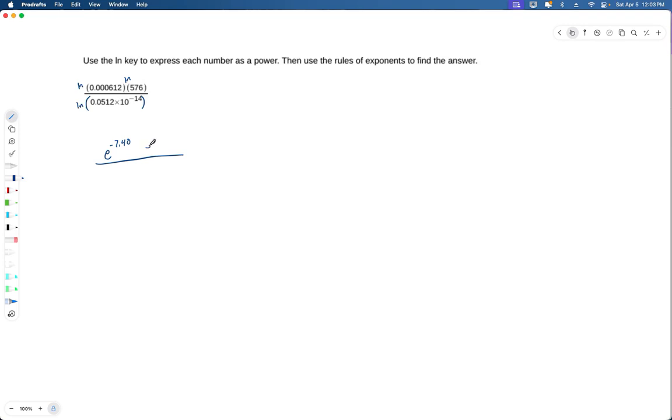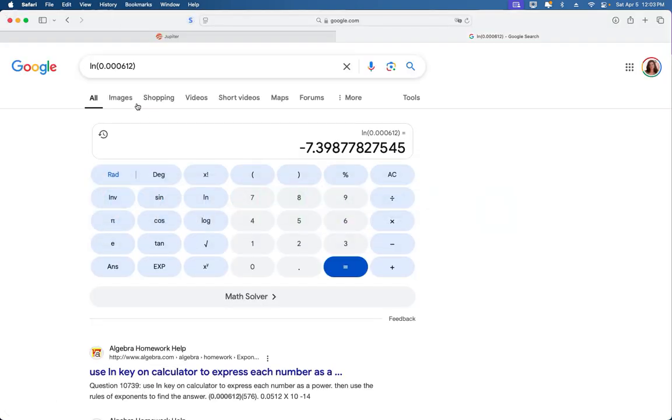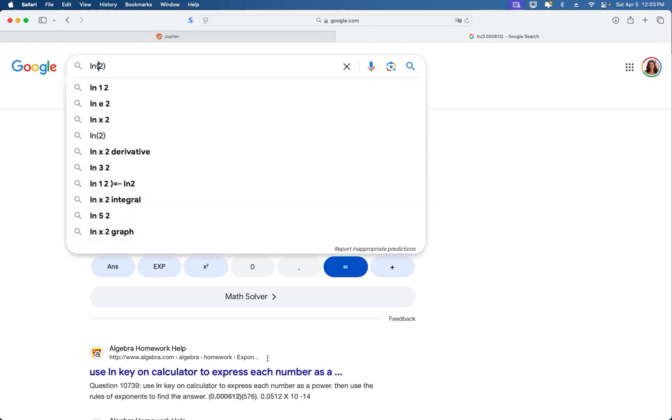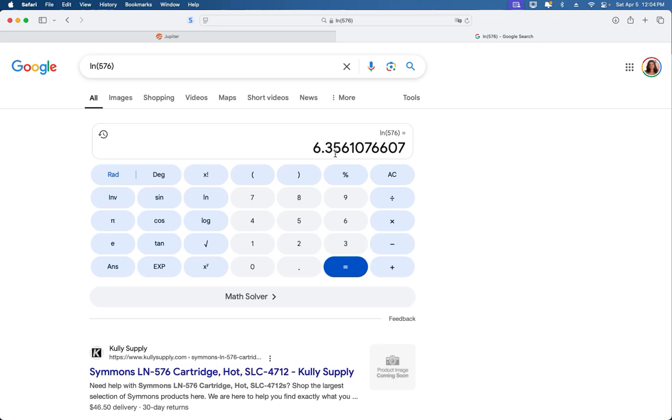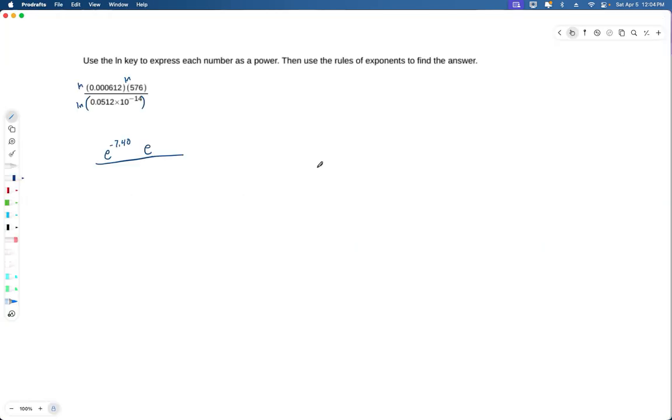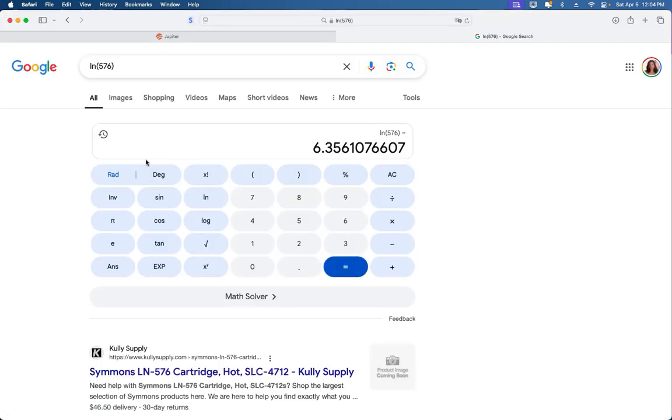So now we're going to do e here for 576. And you can just go back and you can take this out and put 576 in here and hit enter. 6.36 would be your answer. So you don't have to go nuts over this. What did I say? 6.36.